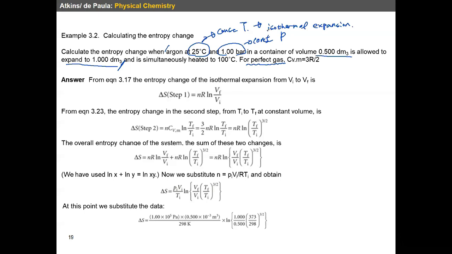So for this isothermal expansion of perfect gases, the entropy change can be calculated by delta S equals nR ln Vf over Vi, right? We learned these things in our first part.